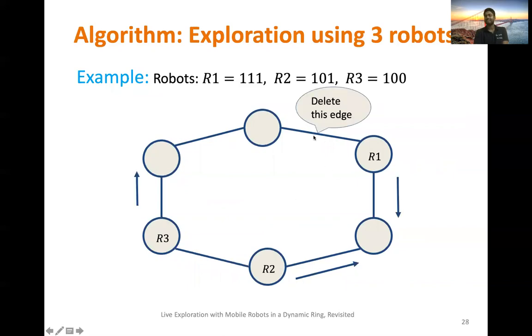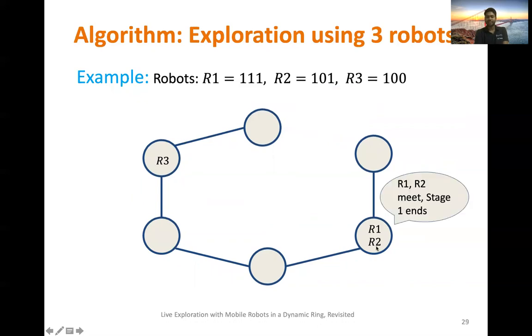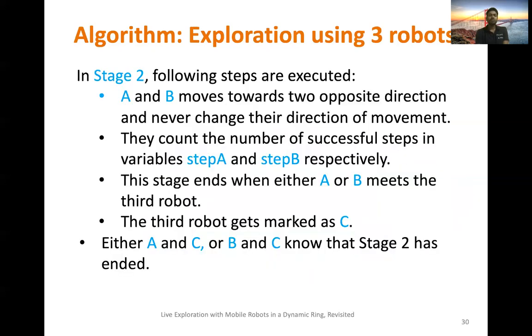Let's say the adversary deletes this edge, but this is not a good edge. I mean, then what could happen? R2 and R1 meet, right? Then when R2 and R1 meet, this stage 1 ends, and they put their names. R1 changes to, let's say, A, and R2 changes to, let's say, B. Okay. So now this is stage 2.